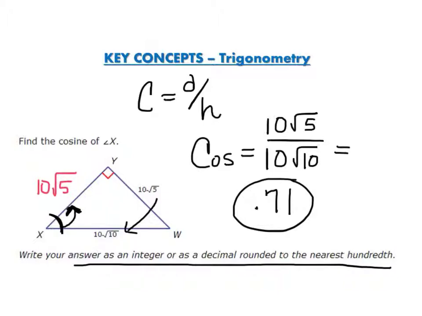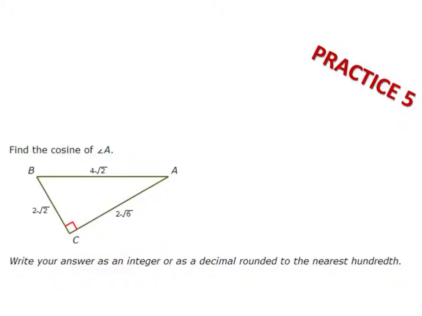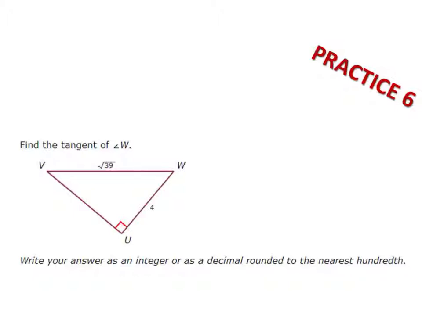You're going to be doing the next 3 on your own. Practice 4, find the tangent of E. Practice 5, find the cosine of angle A. And your final practice problem is find the tangent of angle W. Remember, you're going to have to find that missing leg. Use the Pythagorean theorem to find the missing leg.